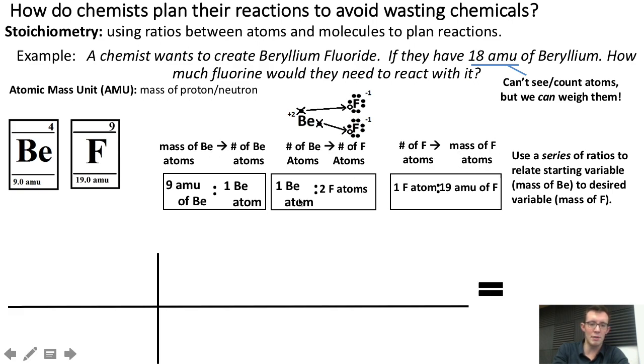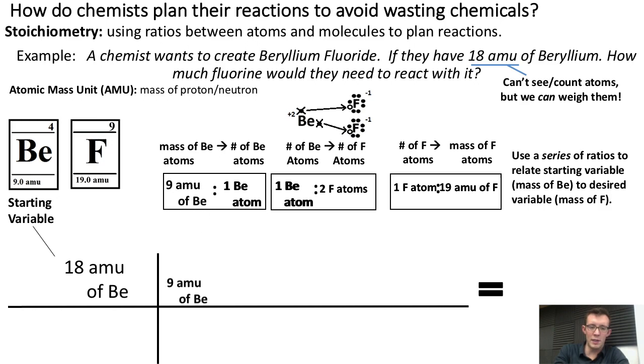And so to do this, they would use a conversion table. They'd start with 18 atomic mass units of beryllium, and then they would use these ratios to convert the mass of beryllium into the number of beryllium atoms, then to convert the number of beryllium atoms into the number of fluorine atoms, and last to convert the number of fluorine atoms into the mass of fluorine.